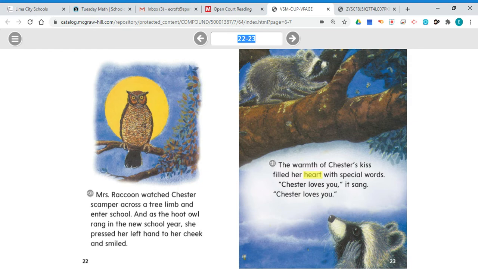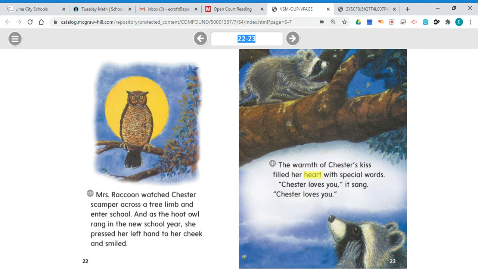Now, good readers make connections to help them understand things better. Look at this illustration here of the hoot owl. And when I read the phrase, and the hoot owl rang in the new school year, it reminds me of a phrase, ring in the new year. I hear it on January 1st, and it reminds me that that bell is the sound of a new beginning, and that hoot owl must just make that sound to signal a new school year.